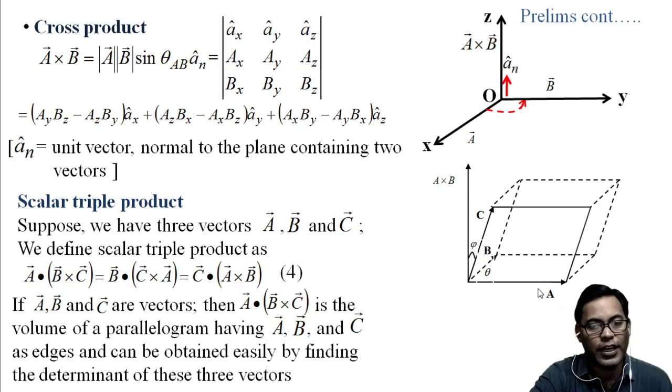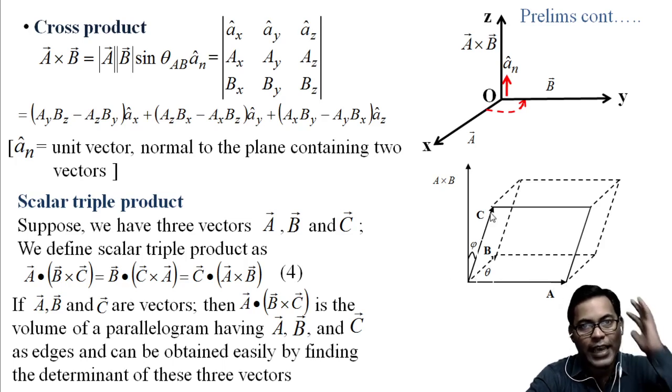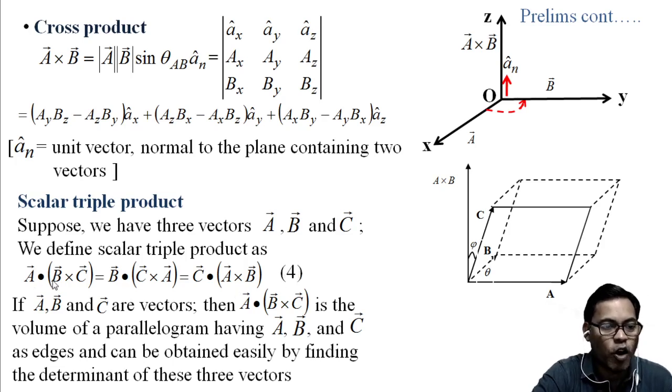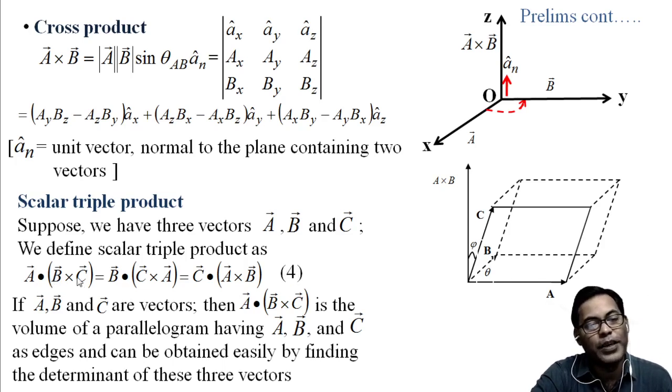Here suppose vector a, vector b and vector c are given as the edges of the parallelogram. The scalar triple product we can find by the definition given in 4, that is a dot b cross c. Now why is it called the scalar triple product? Because b cross c will give us a vector, but a dot this b cross c vector will give us a scalar value. So we will always get a scalar component.